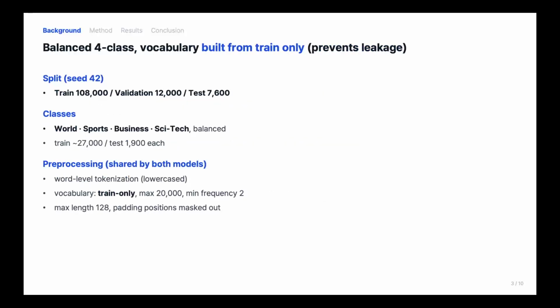AG News is split into 108,000 training, 12,000 validation, and 7,600 test samples with 4 balanced classes. Pre-processing is shared: word level tokens, a vocabulary built from training only to prevent leakage, and max length 128 with padding masked out.